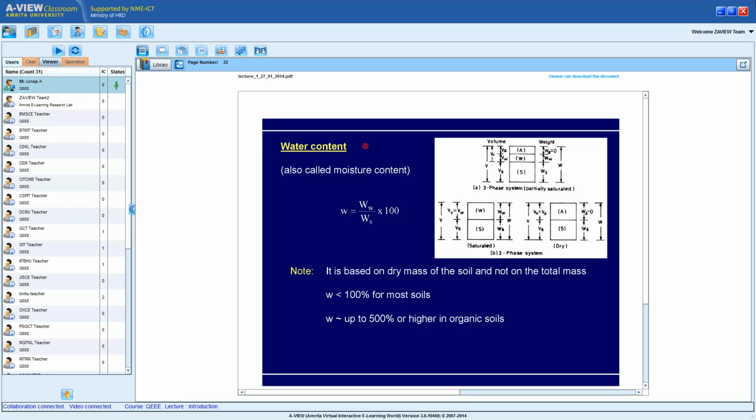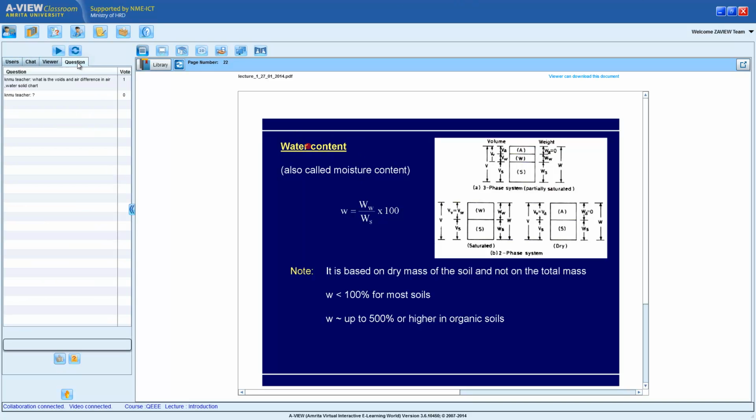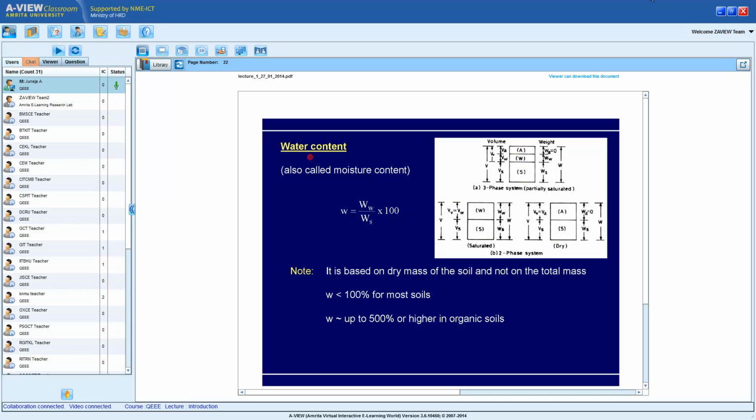Let's look at the first one, which is water content. Please ignore the figure on the right. We'll just look at the water content term. And for the next few terms, I would like you to take these as a tablet, meaning you just note them.